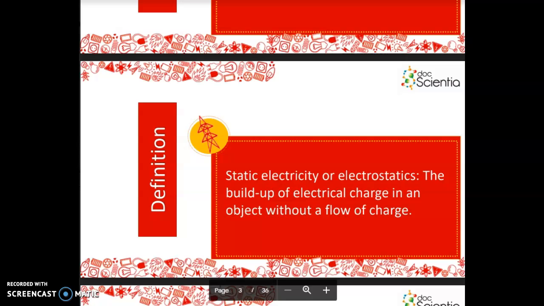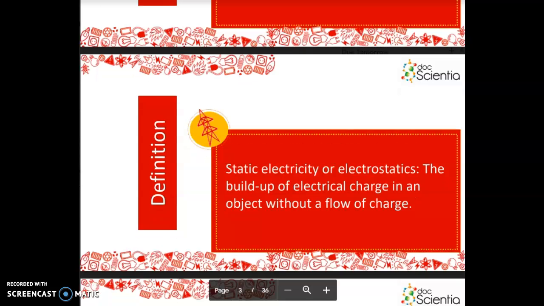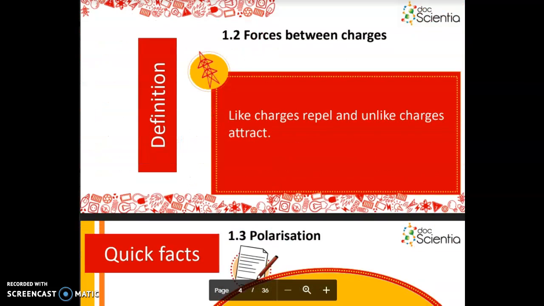charge. So think of a balloon, and when you rub it against your head, it builds up static electricity, but you're not putting a current or something through it to create electricity, you're just rubbing it against your head. And the forces between charges: like charges repel and unlike charges attract.